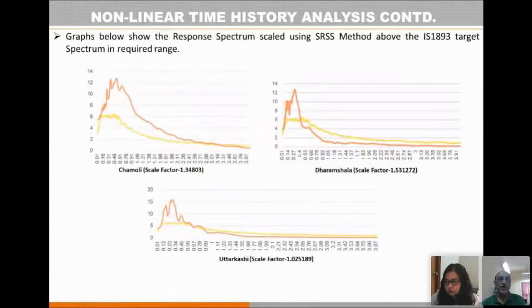And generate the graph which shows the response spectrum scaled using SRSS and the IS 1893 target spectrum.